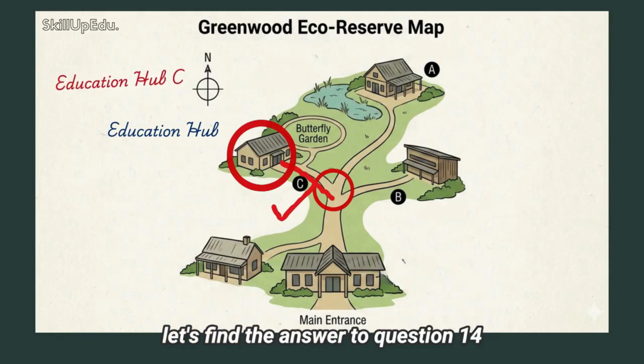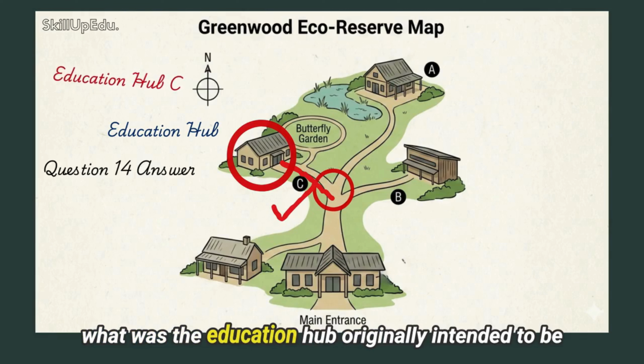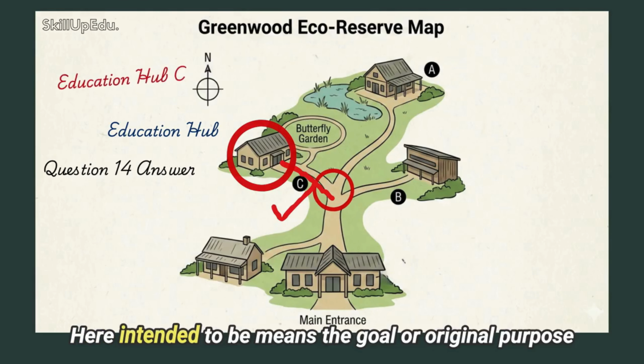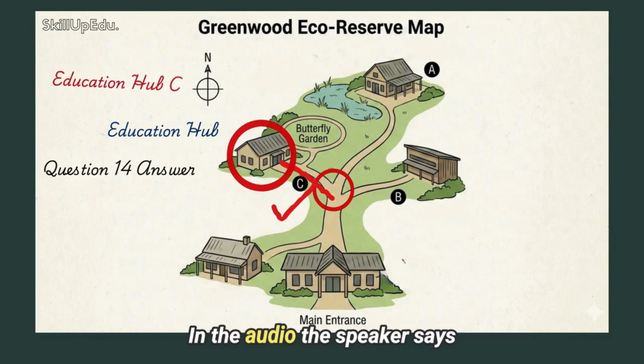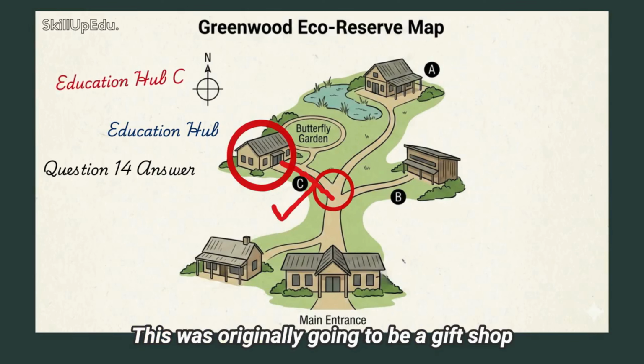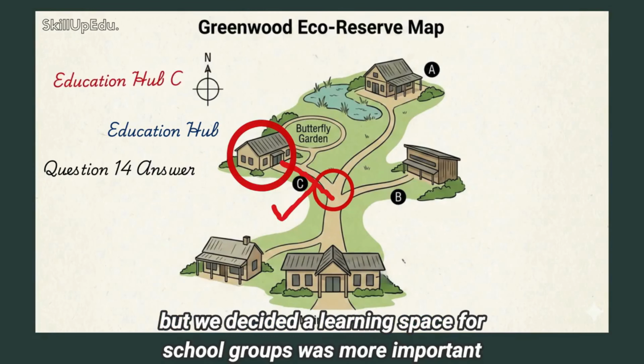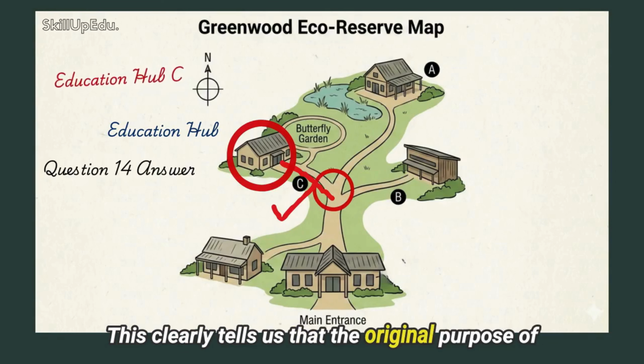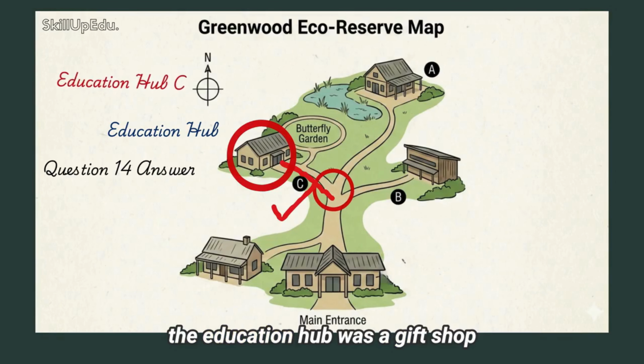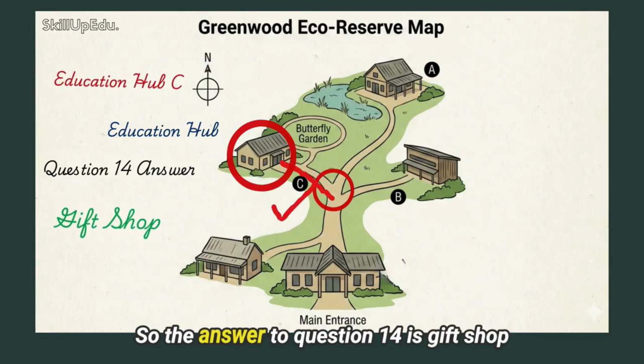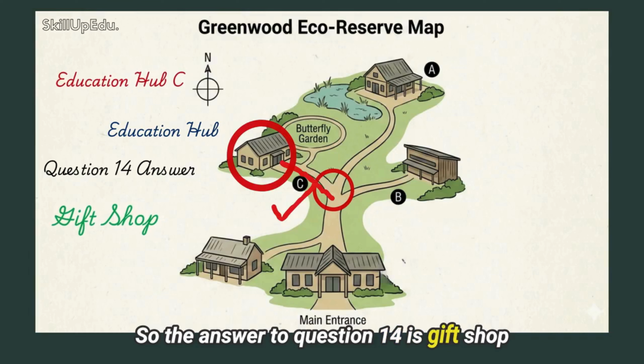Now, let's find the answer to question 14. The question is, what was the Education Hub originally intended to be? Blank. Here, intended to be means the goal or original purpose. In the audio, the speaker says, "This was originally going to be a gift shop, but we decided a learning space for school groups was more important." This clearly tells us that the original purpose of the Education Hub was a gift shop. So the answer to question 14 is gift shop.